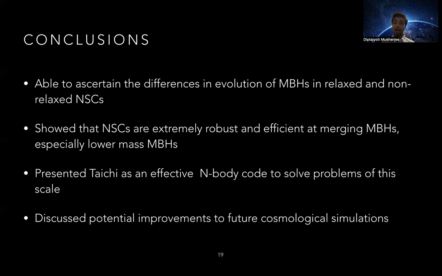So we should keep that in mind when looking at LISA sources. We also presented Taichi as a very effective n-body code for simulating all these sorts of problems. Taichi is a code that is in development, and we seek to make it even faster, taking it to even higher resolution nuclear star cluster galaxy simulations. And we discussed potential ways to improve cosmological simulations informed by a grid of Taichi simulations, so that we are better able to predict LISA rates, which currently differ between simulations by about an order of magnitude.